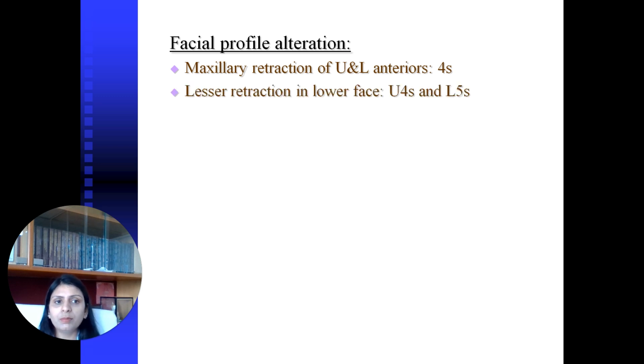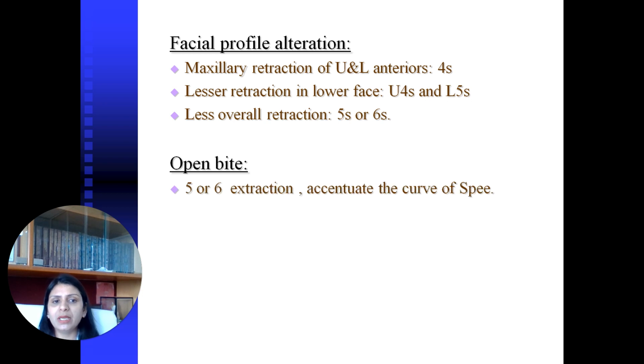When we do not want much retraction, when lesser retraction is required in the lower face, then we go for extraction of upper 4s and lower 5s. So whenever minimal retraction is required in the anterior region, we go for extraction of the posterior tooth, that is the second premolar. And when less overall retraction is required, we might go for extraction of second premolars or even the first molars in few cases.